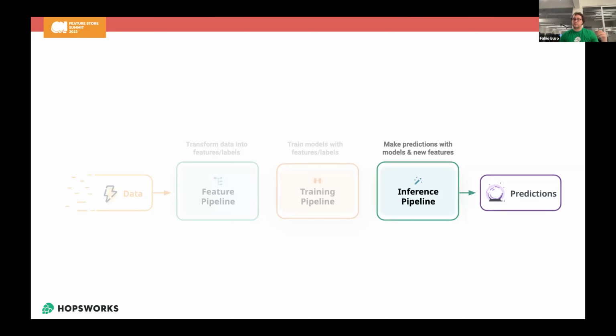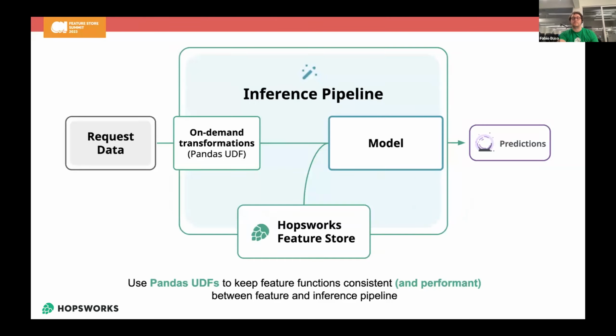So the feature pipelines and the training pipelines don't really need to know whether you're going to be doing real-time inference or batch inference, right? The inference pipeline takes care of that complexity. All the complexity for that is limited to the inference pipeline itself.